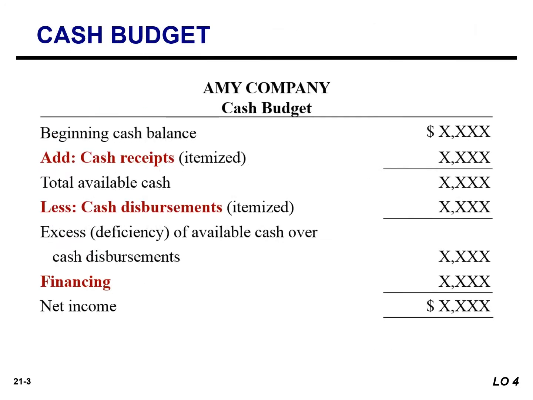The cash budget contains three sections: a cash receipts section, a cash disbursements section, as well as a financing section. It also provides the beginning and ending cash balances.